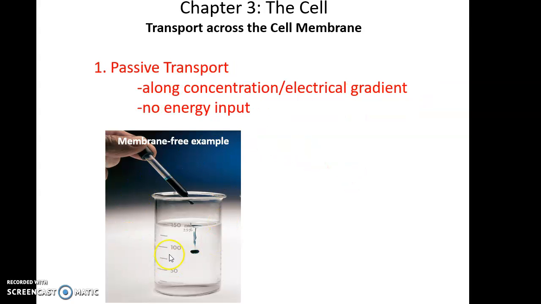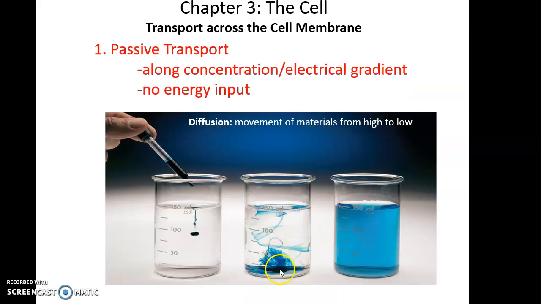So here is a very basic example of passive transport. In this case, it's a membrane-free example. You drop some dye in a beaker of water, high concentration of dye in the droplet, low concentration in the water around it. Over time, the dye will begin to spread out from the droplet, going from high concentration to low, until eventually the dye evenly spreads throughout all of the water. So again, diffusion, in this case, is movement of materials from high concentration to low, and no energy is needed. It happened all on its own.